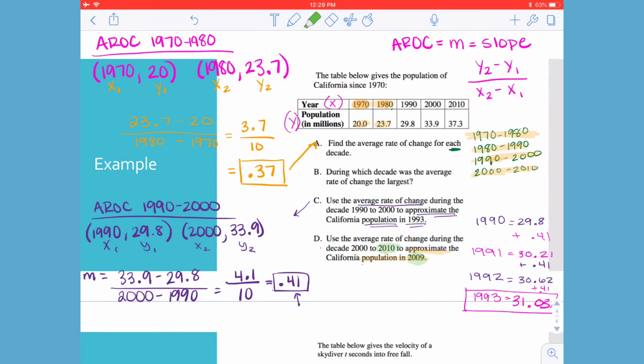Now, you're welcome to start at 2000 and add 9 different times to get up to your year 2010, but again, that would be much more work rather than just starting at 2010 and subtracting your slope once to get to the year 2009.